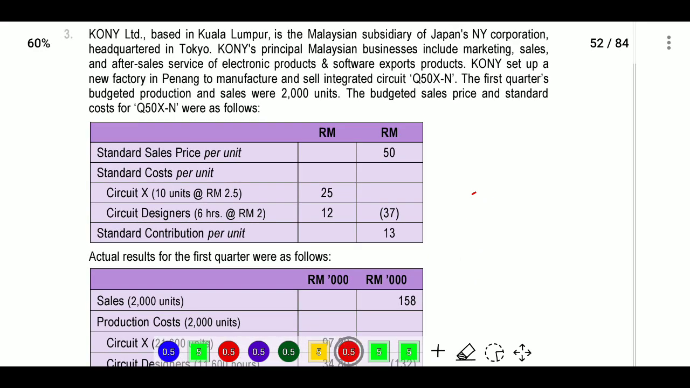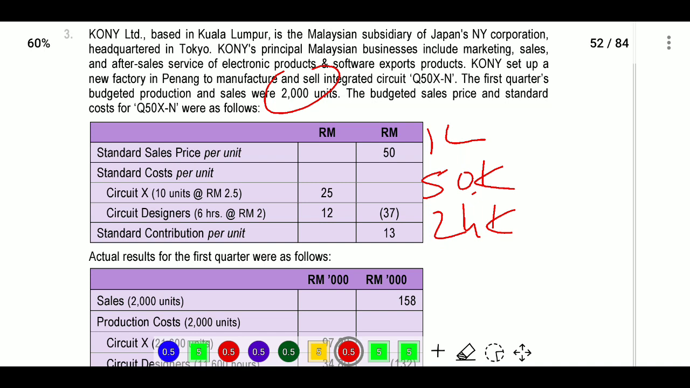So 2000 units into 50 will become 1 lakh. And for 2000 units into 10 into 2.5, what will it become? I think it will become 50k. 50k will be circuit X. Next, circuit designer: 2000 units into 6 into 2 rupees, that will become 24k.